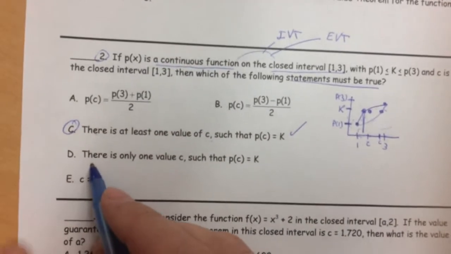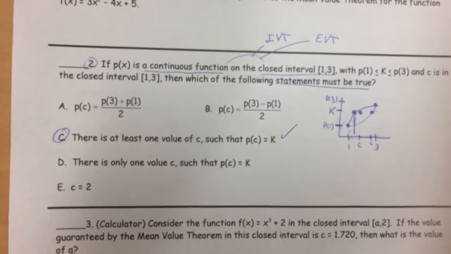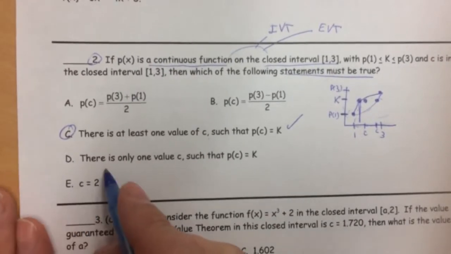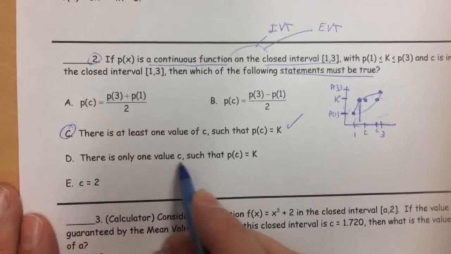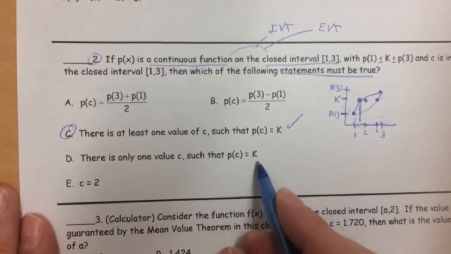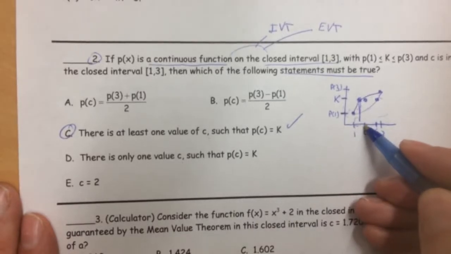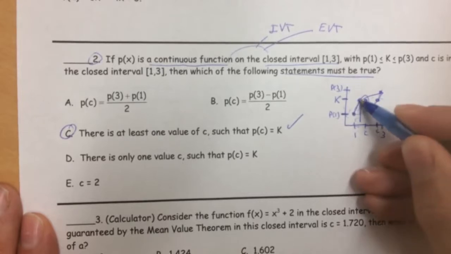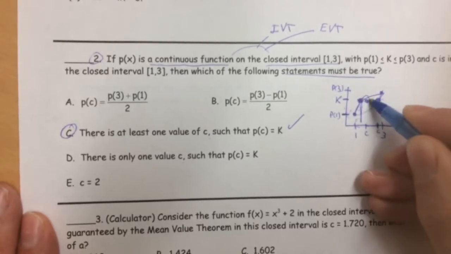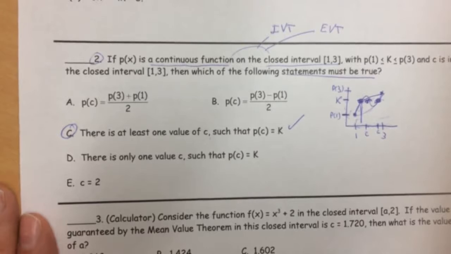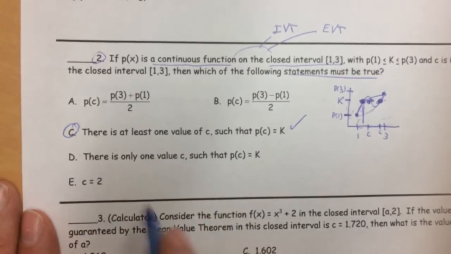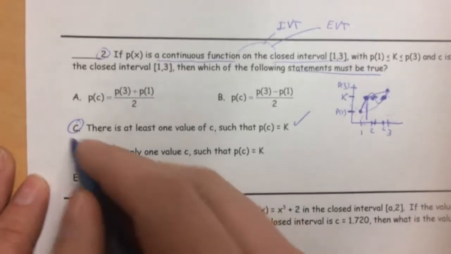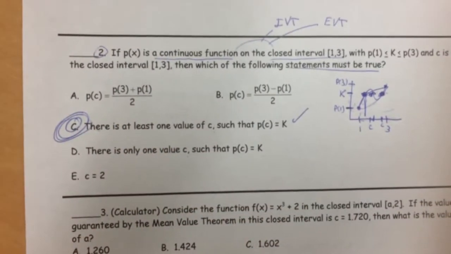Let's look at the other ones, though. So let's make sure we know this all the way. When we're doing our homeworks, by the way, we don't want to just stop with finding the right answer and be done. Let's make sure we understand what is going on. There's only one value c such that p of c equals k. Well, why does there only have to be one value of c where that's the y value? Maybe it looks like this, where there's a few different values of c where the y value is k. So that doesn't need to be true. And the last one says c equals 2. Why? I don't know why that would need to be true. So this is the only one that has to be true. Okay, let's do another one.